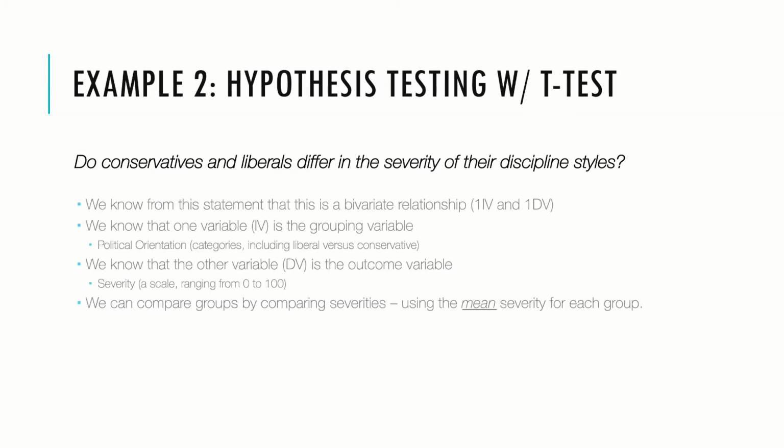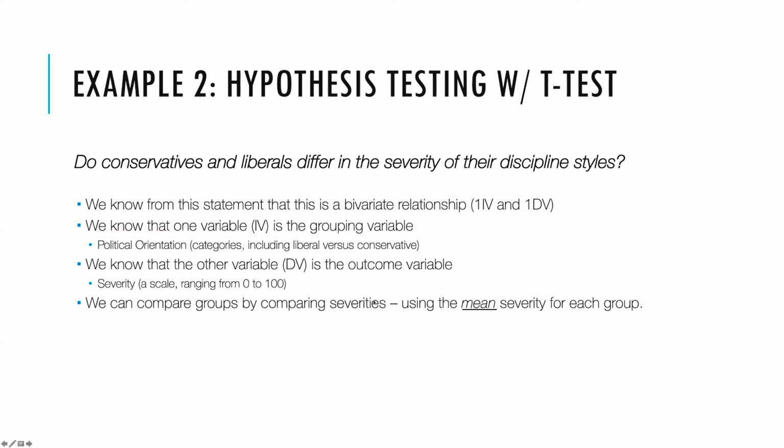So first off, just from the statement, we know that this is a bivariate relationship. We have a variable that's composed of conservatives and liberals, and another variable, severity of discipline. So we have two variables. One is political orientation, of which the categories are conservatives and liberals, and the other is severity of discipline styles, which is a scale from 0 to 100.